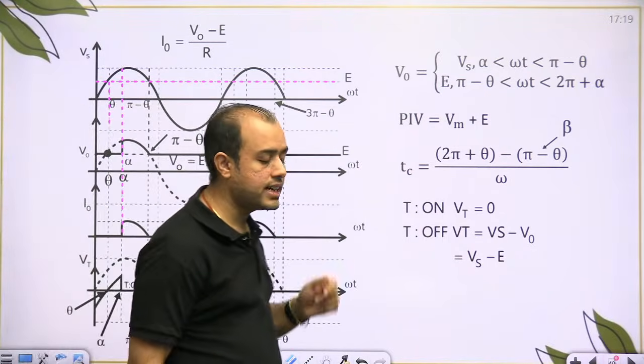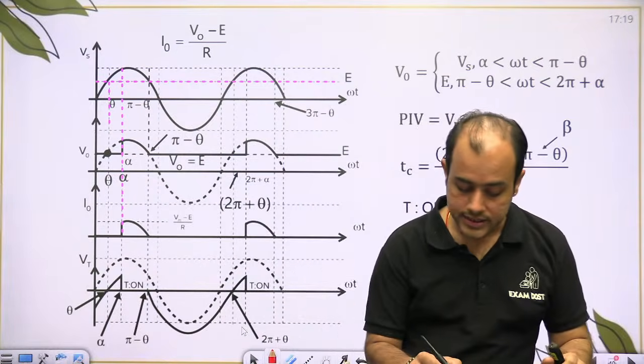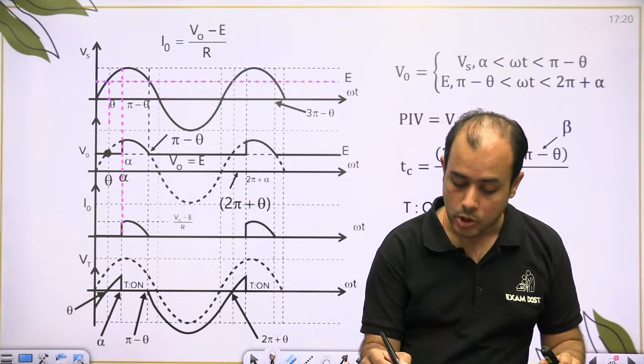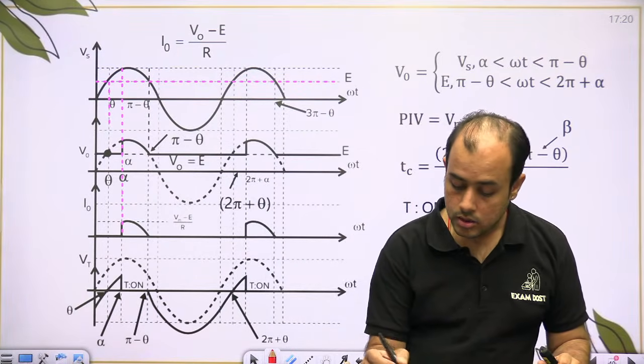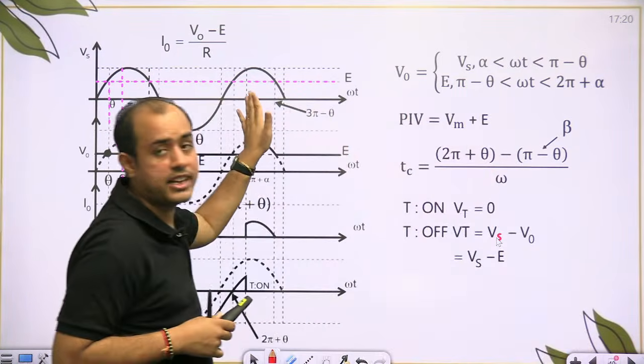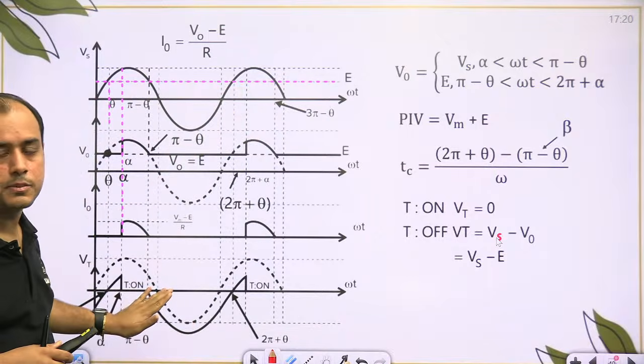Now when the thyristor is off, the thyristor voltage is supply minus output, that is supply minus E. So we will shift this supply voltage graph downwards by E.